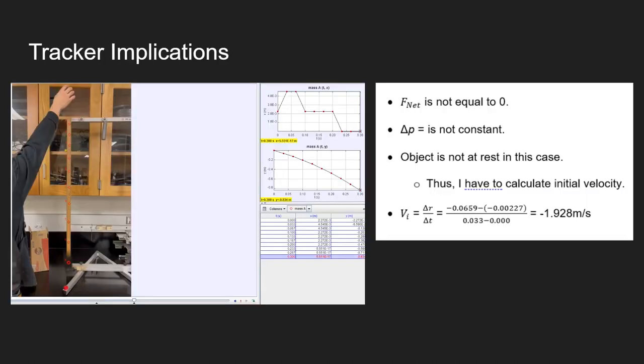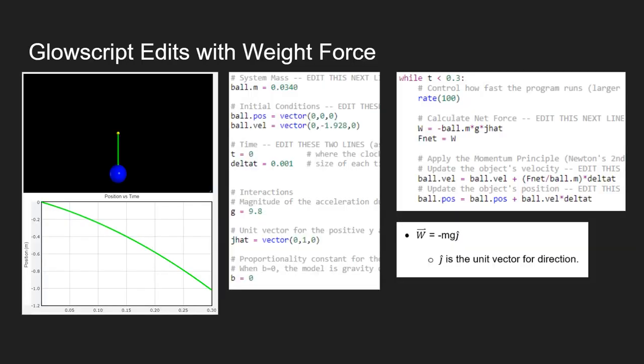I chose to record a dry eraser dropping along a meter stick in the physics lab room. The eraser will drop for 0.3 seconds, or 9 frames, starting from 0 meters and ending up at negative 0.834 meters. Due to weight force, the net force is not equal to 0, thus momentum is not constant and velocity is not constant. In this case, I calculated initial velocity to be negative 1.928 meters per second using the average velocity formula, since the object is not at rest at the initial position of the experiment.